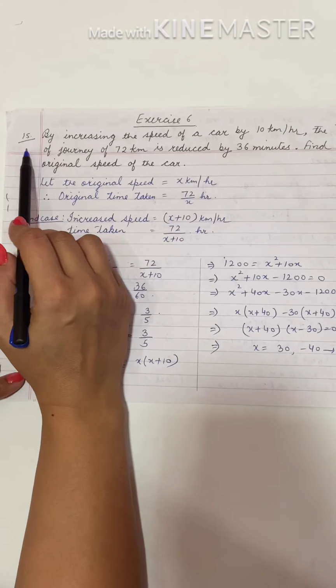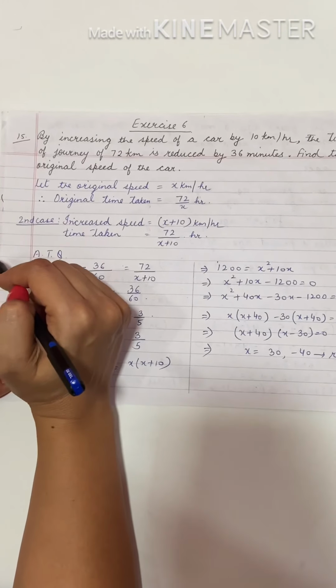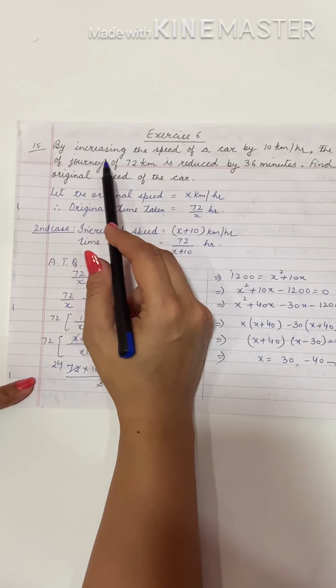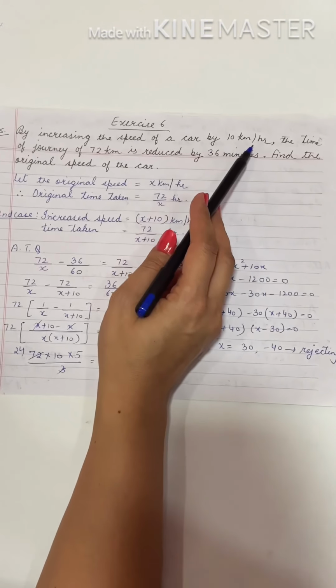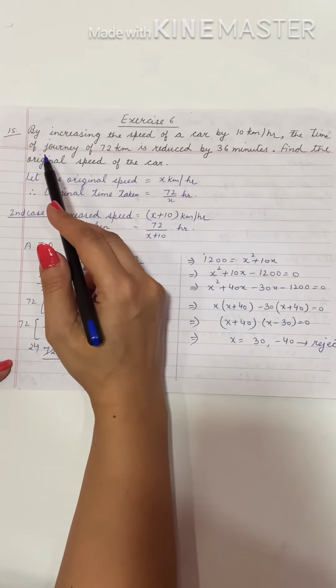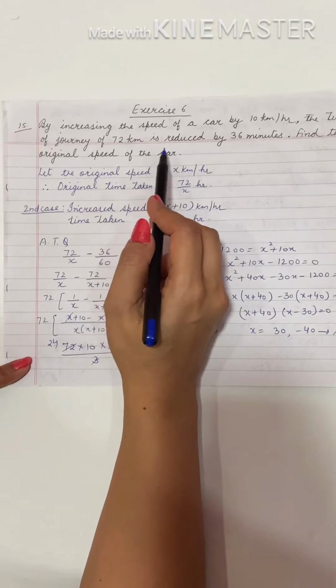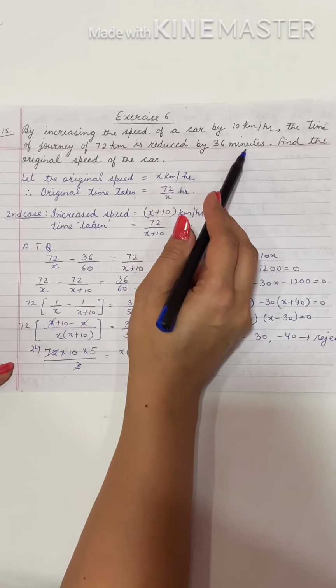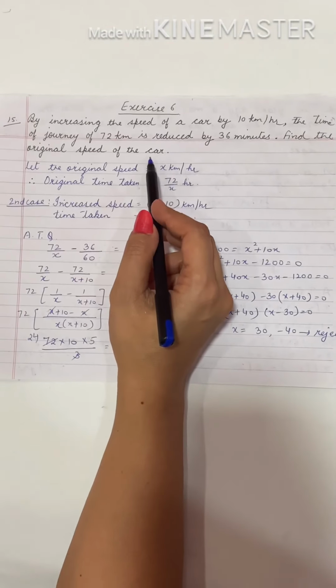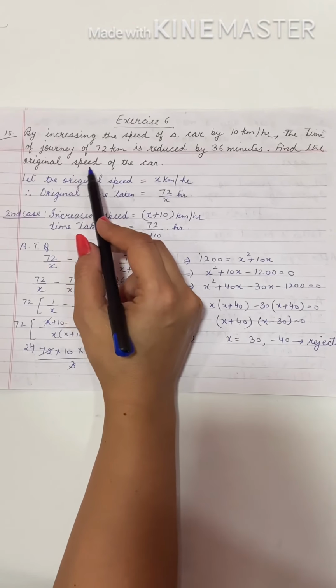Question number 15. It is based upon speed and time. By increasing the speed of a car by 10 km per hour, the time of journey of 72 km is reduced by 36 minutes. Find the original speed of the car. We need to find the original speed of the car.